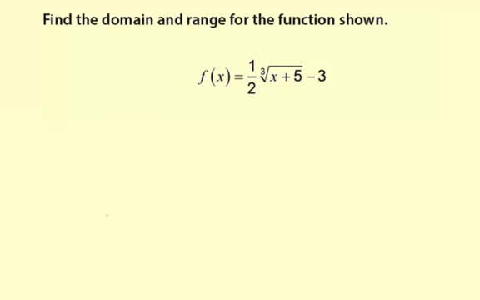Find the domain and range for the function shown. So here we have a cube root function, and you can see a bunch has been done to it. We have a vertical shrink by 1/2. And this plus 5 means we're 5 to the left, and this minus 3 means 3 down.